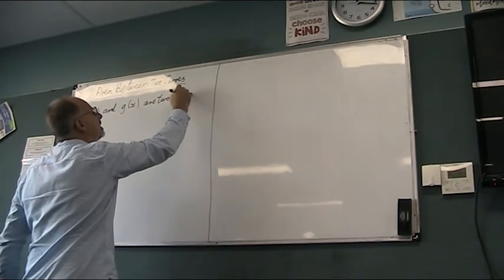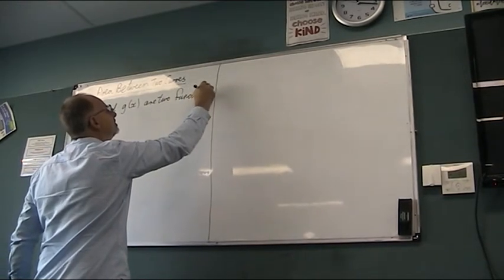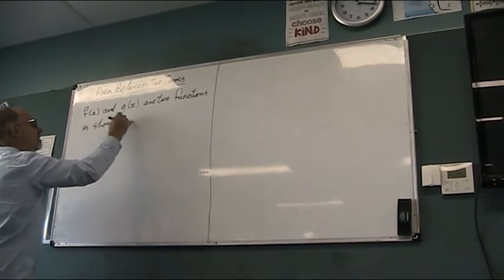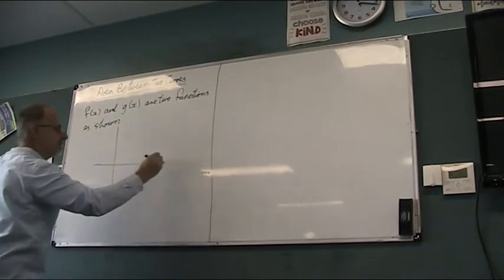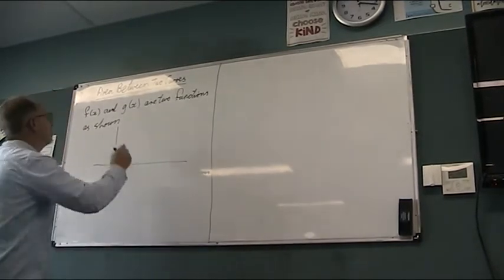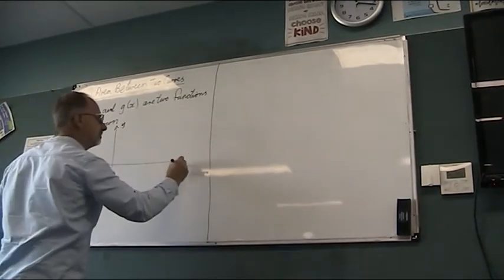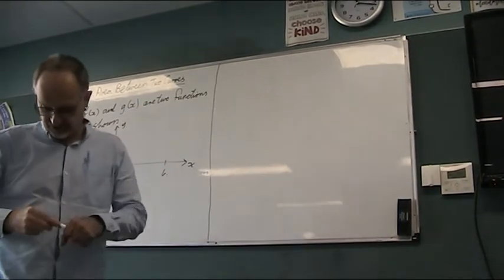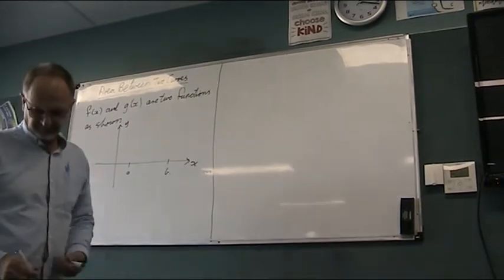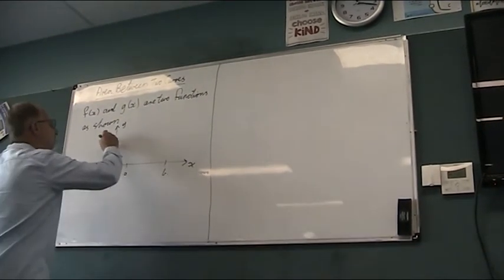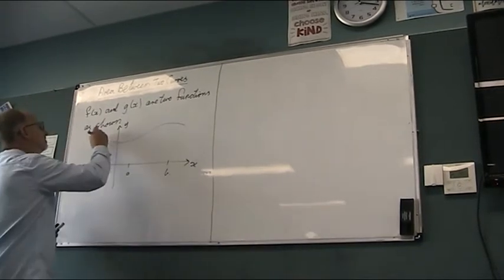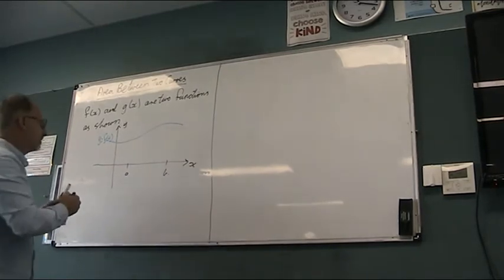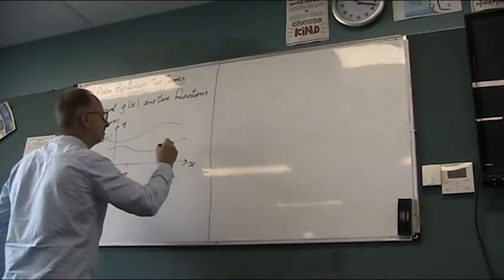Two functions, as shown. So here's a couple of functions. So one of them, f can be this one. And g can be this one.